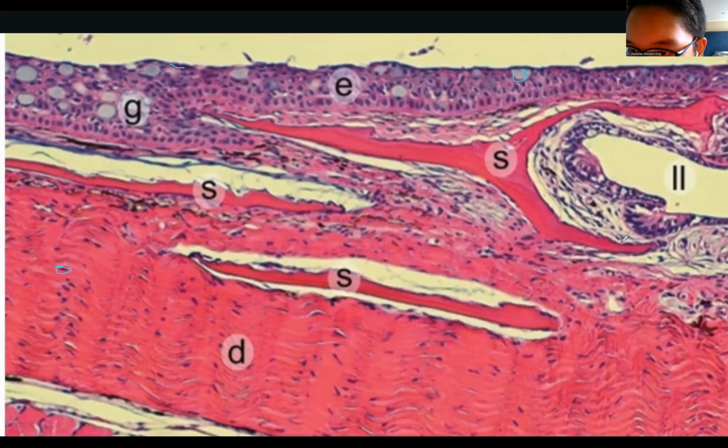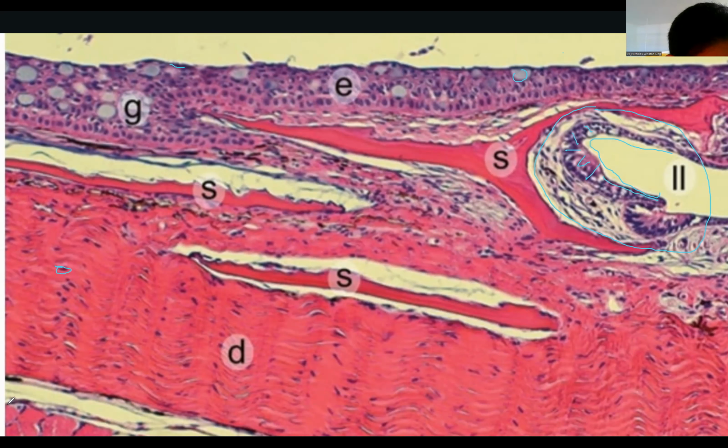This circular structure right here is the sensory neuromasts, known as lateral lines. This opening, this lumen of the lateral line, opens directly to the water. So water will come in here, and these neuromasts will receive information regarding water pressure, electroreception, and even the movement of other fish near it. And this is important because sometimes fish will swim in dirty water, and they cannot see their surroundings. So they rely on these lateral line pores.